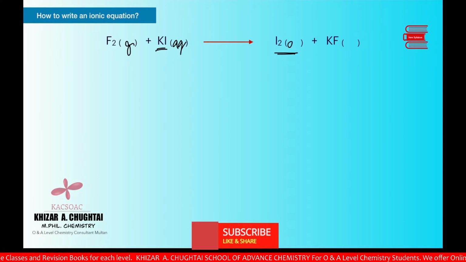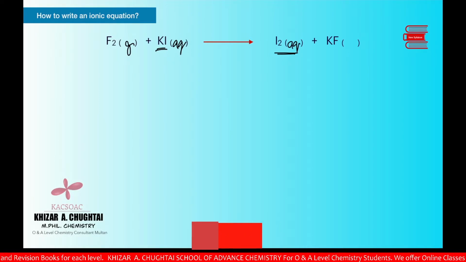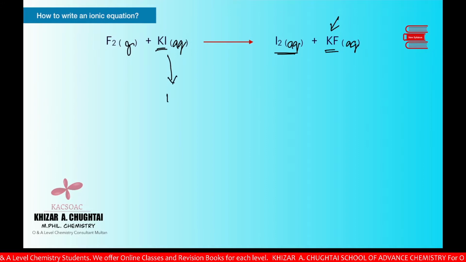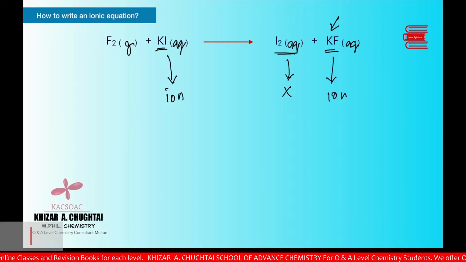So I'm putting aqueous iodine, I'm putting AQ over here. What about KF? This potassium fluoride, once again, has a group 1 metal, and I am putting aqueous over here. Again, it's soluble in water. Now let's see which type of soluble compound can be changed into ions. This potassium iodide can be changed into ions. This iodine cannot be changed into ions. This potassium fluoride can again change into ions.